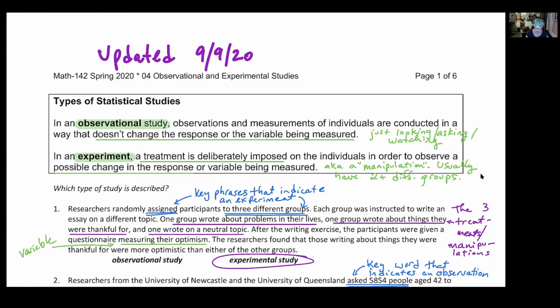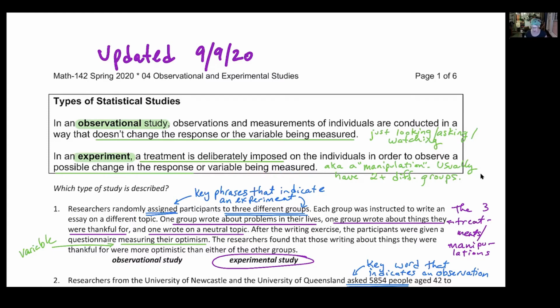We have 2 types of studies, observational and experiment study. An observational study is something that's just observing or measuring, okay? So this is the way you can think about observational. If you're just looking at something, asking about something, or watching something, then that's an observational study. Whereas in an experiment, you're deliberately applying a treatment. Treatment is deliberately imposed on individuals in order to observe a possible change in the response or the variable being measured.